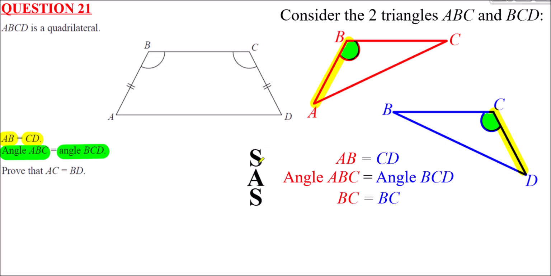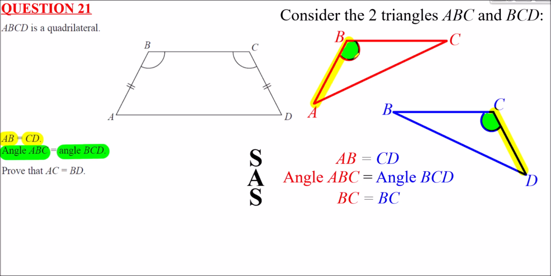Side, angle, side is one of the tests of two triangles being identical to each other. If one side's the same, the angle in between is the same, and the side on the other side of the angle is the same for both triangles, those triangles have to be identical. So because we've proven that these two sides are the same, the angle in between is the same, therefore, because the triangles are congruent, the other side must also be the same.